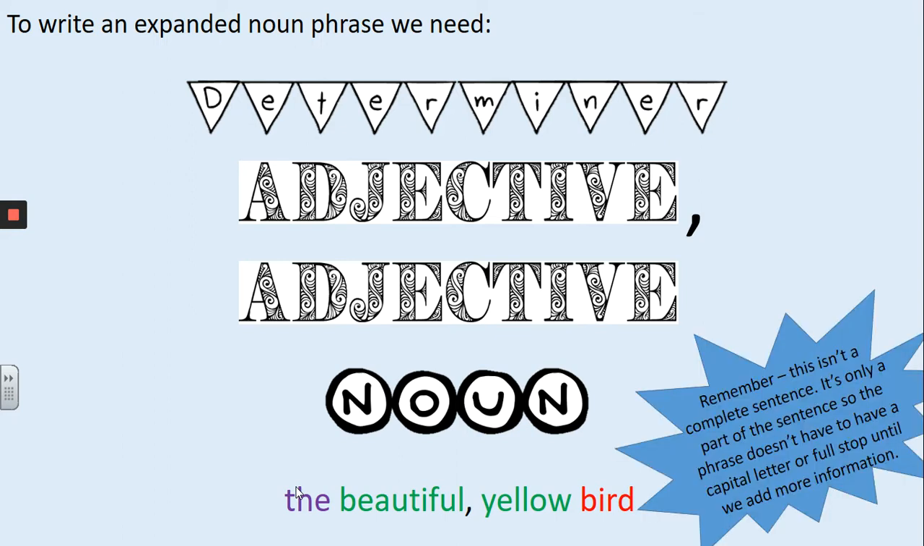Now, you'll notice it doesn't have a capital letter or a full stop. This isn't a complete sentence. It's only a part of a sentence, so the phrase doesn't have to have a capital letter or a full stop until we add more information. Now, if I start a sentence with the beautiful yellow bird and then carried on, then the would need a capital. But at the moment, I'm just writing a noun phrase, so I don't need to worry about that.